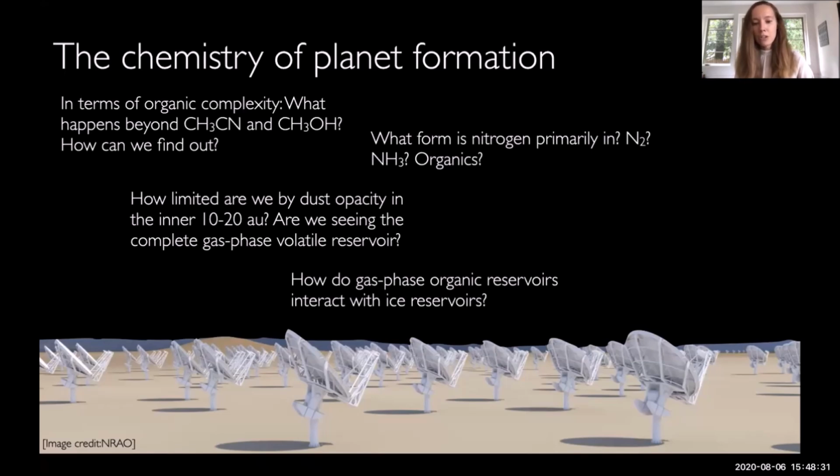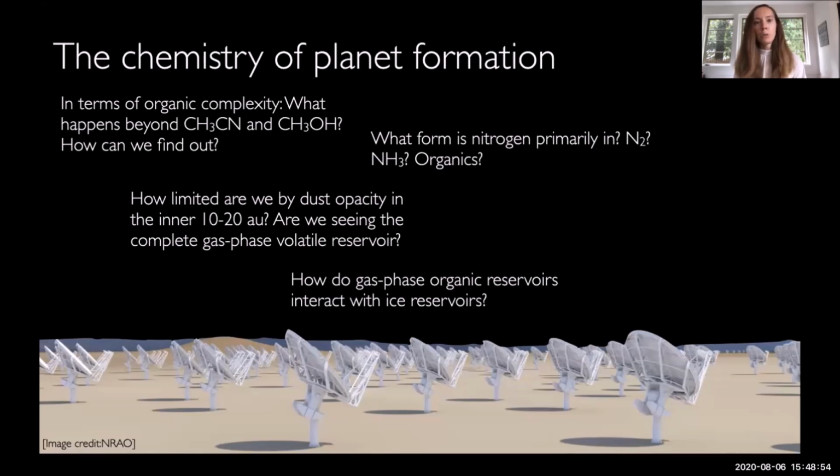To go down to 5 AU would be possible in terms of spatial resolution, but for all but a couple of these lines, we would not have enough signal to noise. So I think it would be worth it for a couple of the molecules, but it's not going to be something you do for 20 plus molecules as we did here.